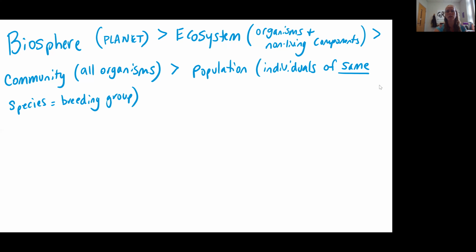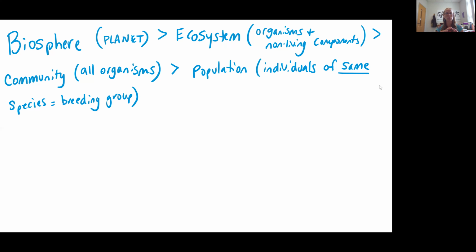And then from there, we can talk about populations. Populations are going to be groups of individuals of the same species. This term species we'll define again a little bit later in this presentation, but the significance here is that a population, by definition, is a group that could breed together.